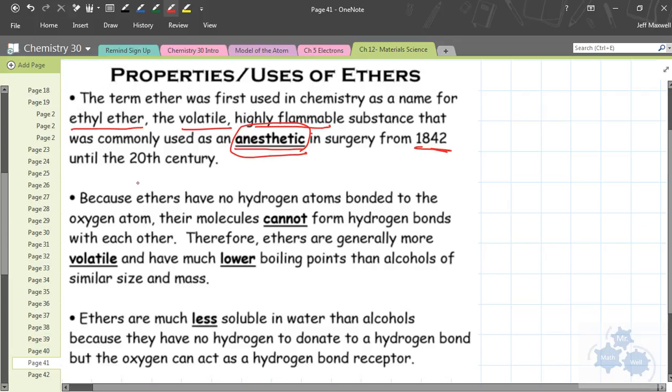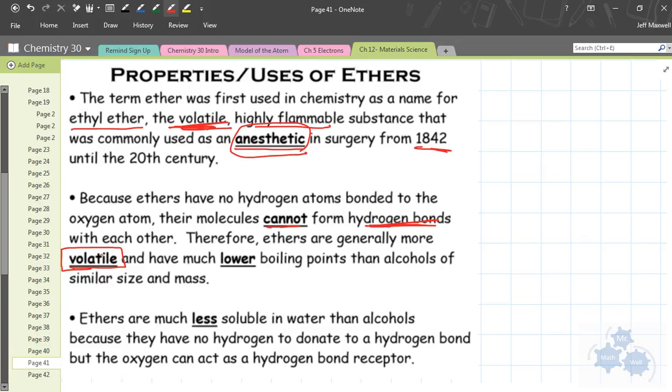You will explode. Because ethers have no hydrogen atoms bonded to the oxygen, their molecules cannot form hydrogen bonds with each other. Therefore, ethers are generally more volatile and have lower boiling points. So you might have written that they're volatile already. They're volatile because the molecules don't have much attraction for each other. That hydrogen bonding is not really there, so there's not as much attraction for each other. So the boiling points are lower. It's easier to break them up to change phase.